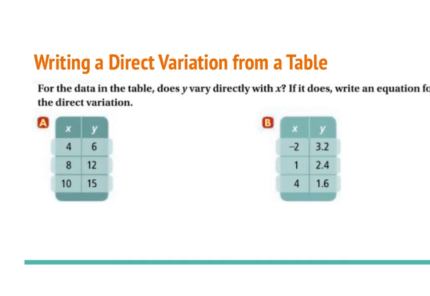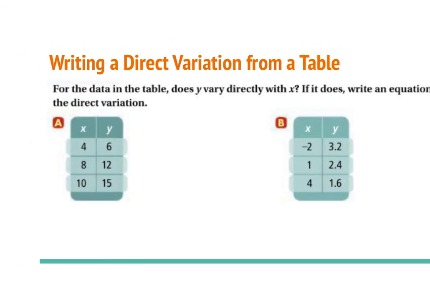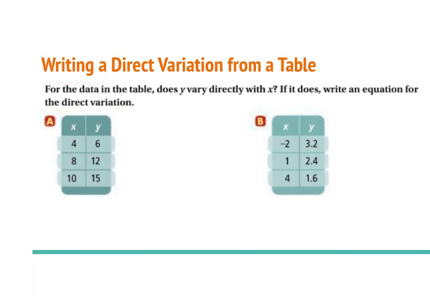Lastly, we're going to write a direct variation from a table. For the data in the table, does y vary directly with x? If it does, write an equation for the direct variation. What we have to do is check each of these points in the table and find out if our k is equal in all of them. For them to vary directly, k must be equal to y over x. That's just our equation, and we're going to plug in for each of these.